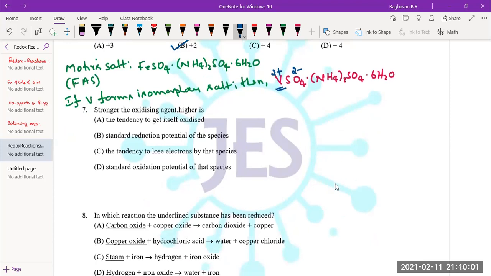Seventh: the stronger the oxidizing agent, the higher its standard reduction potential. That's all. So it is the standard reduction potential of the species.